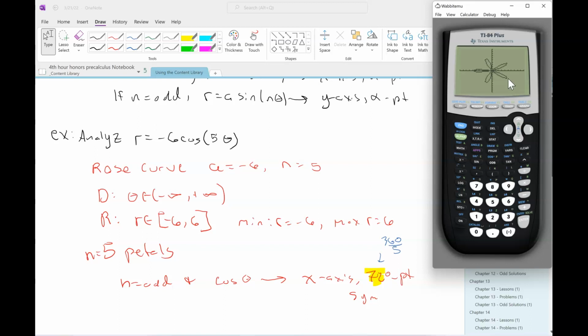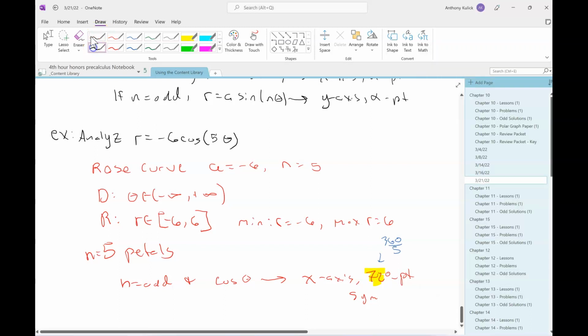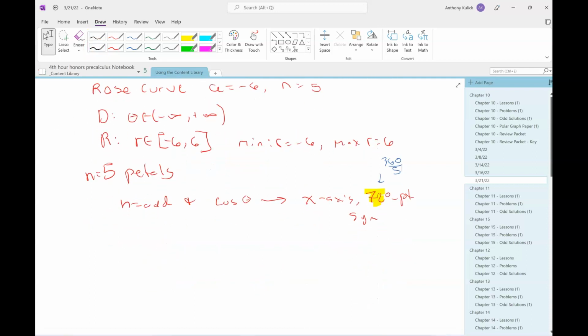That's pretty neat. But okay, so just like all I'm doing is following some rules that I've written down. Is that it, Mr. Kulik? Well, no, there's another type of curve called a limaçon curve. We're going to talk about those.